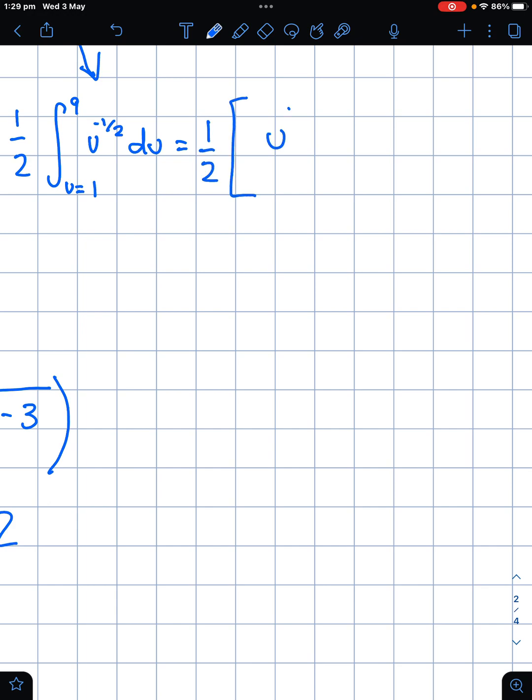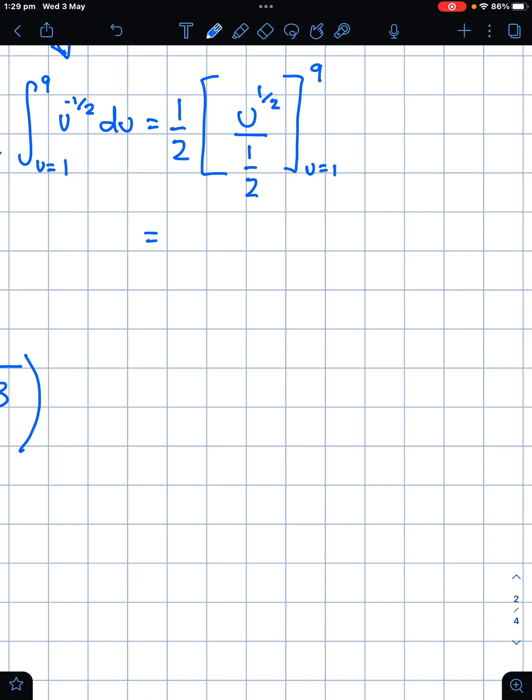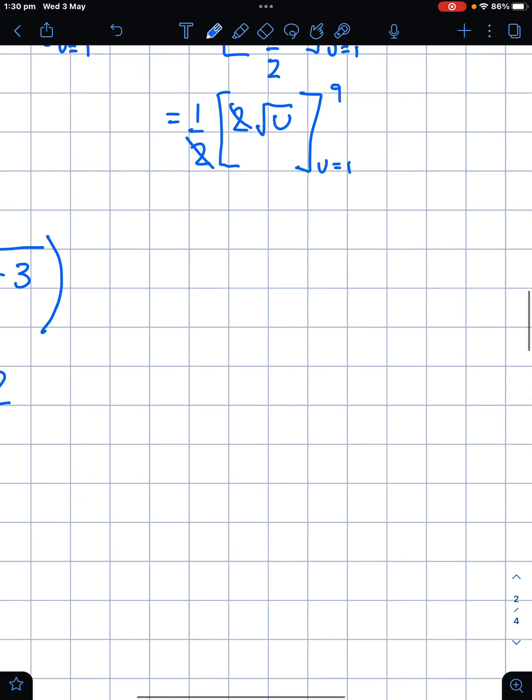And this was u to the half, the antiderivative of u to the negative half, over 1/2. Okay, and then we've got u equals 1 to 9. Maybe I should have written this 1/2. Now, remember that dividing by 1/2 is the same as multiplying by 2, so this would be 2 square root u. So they cancel out. And we've got u equals 1 and 9.